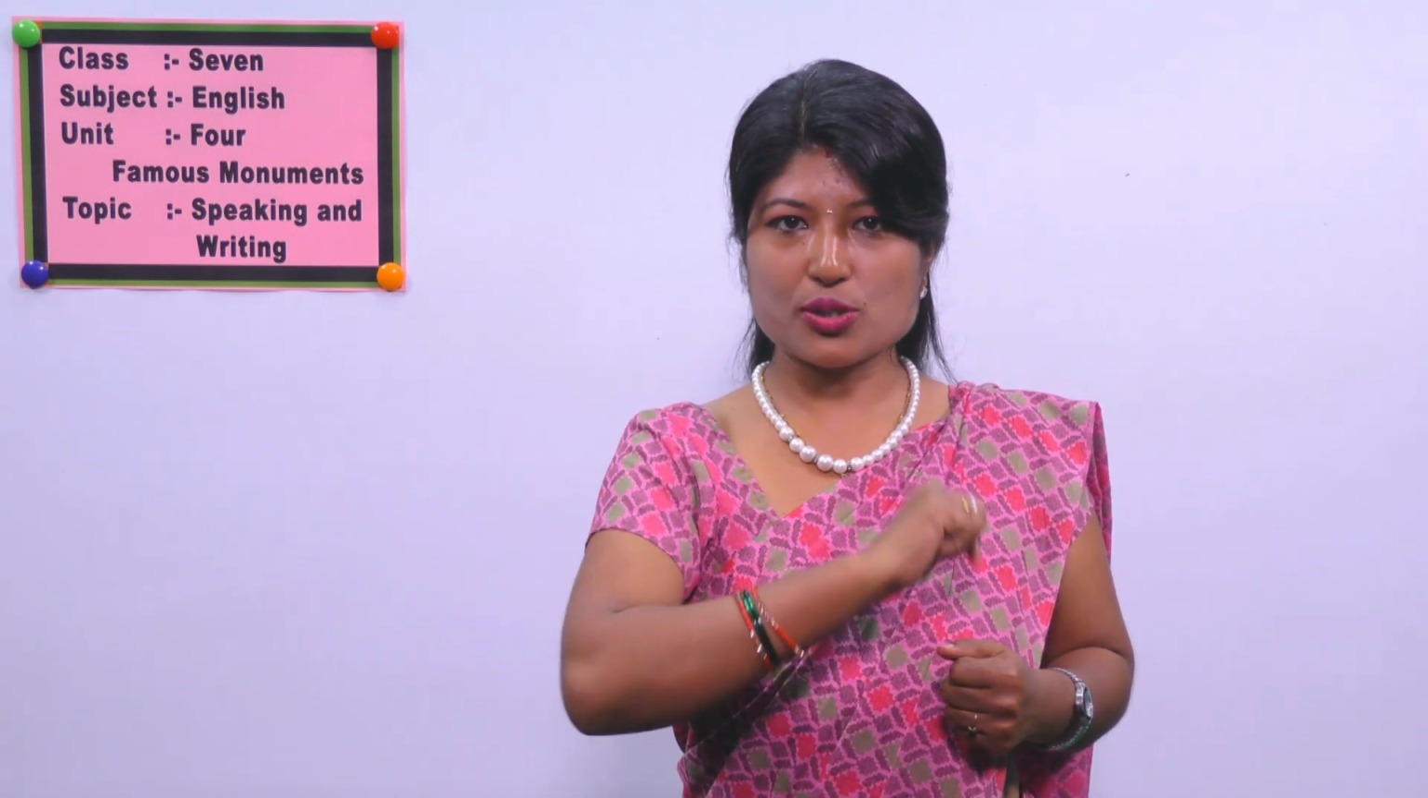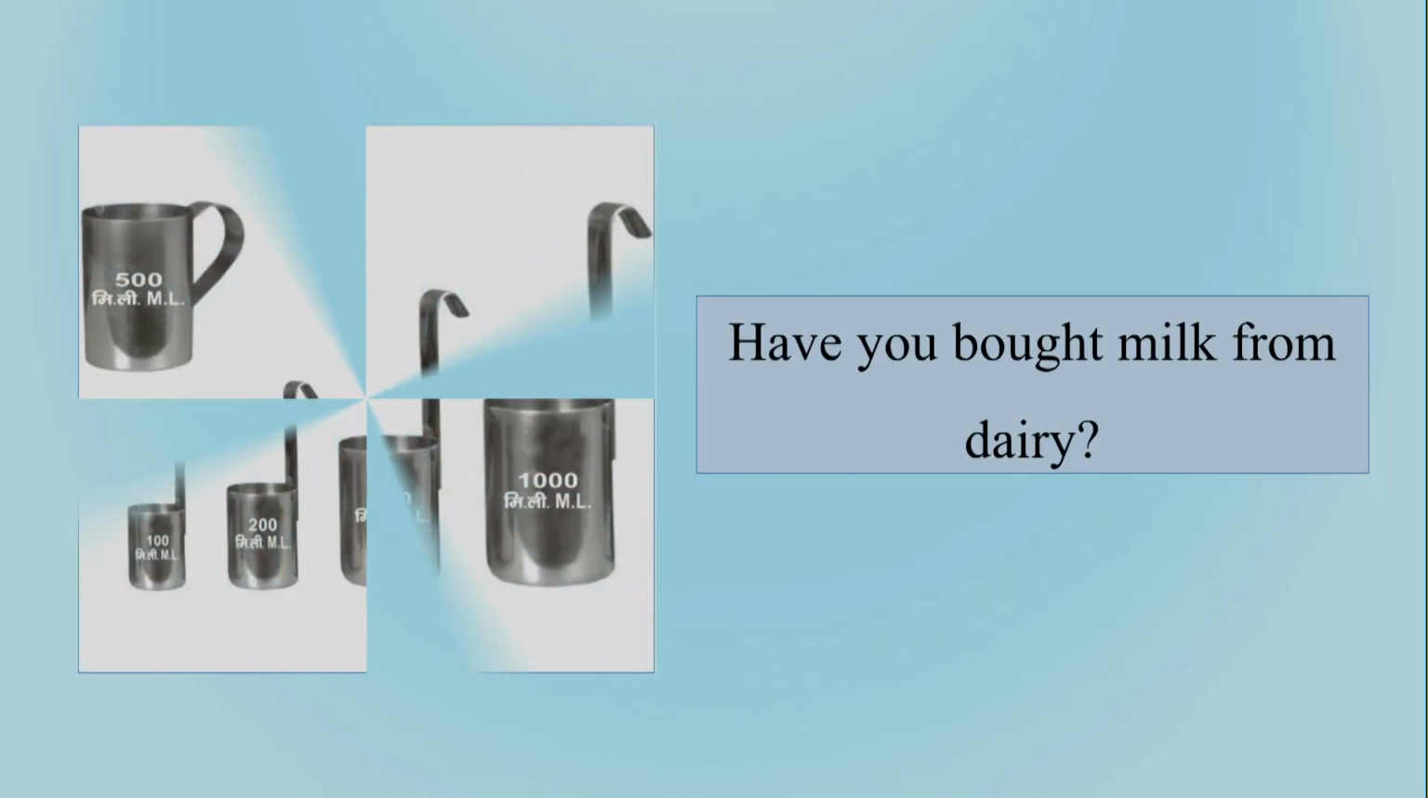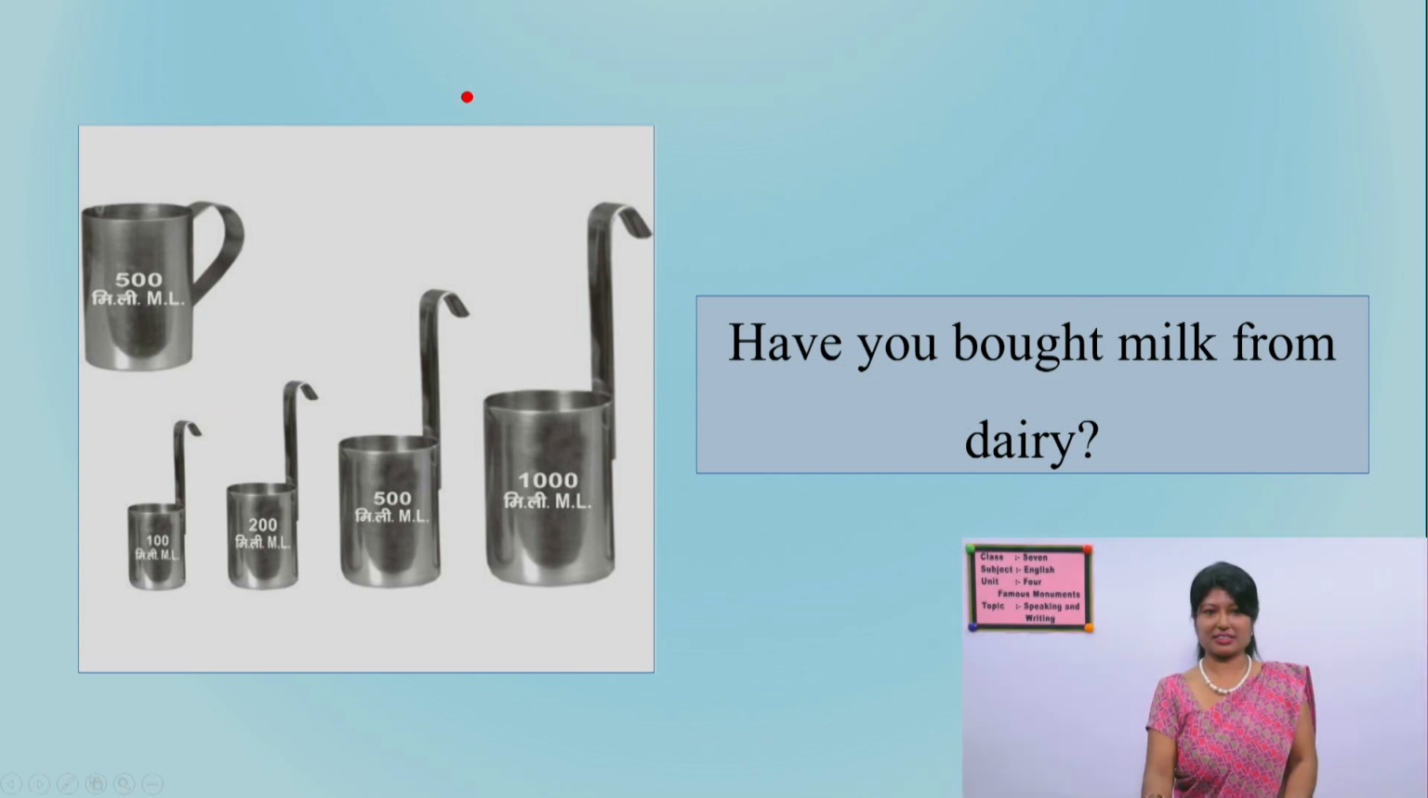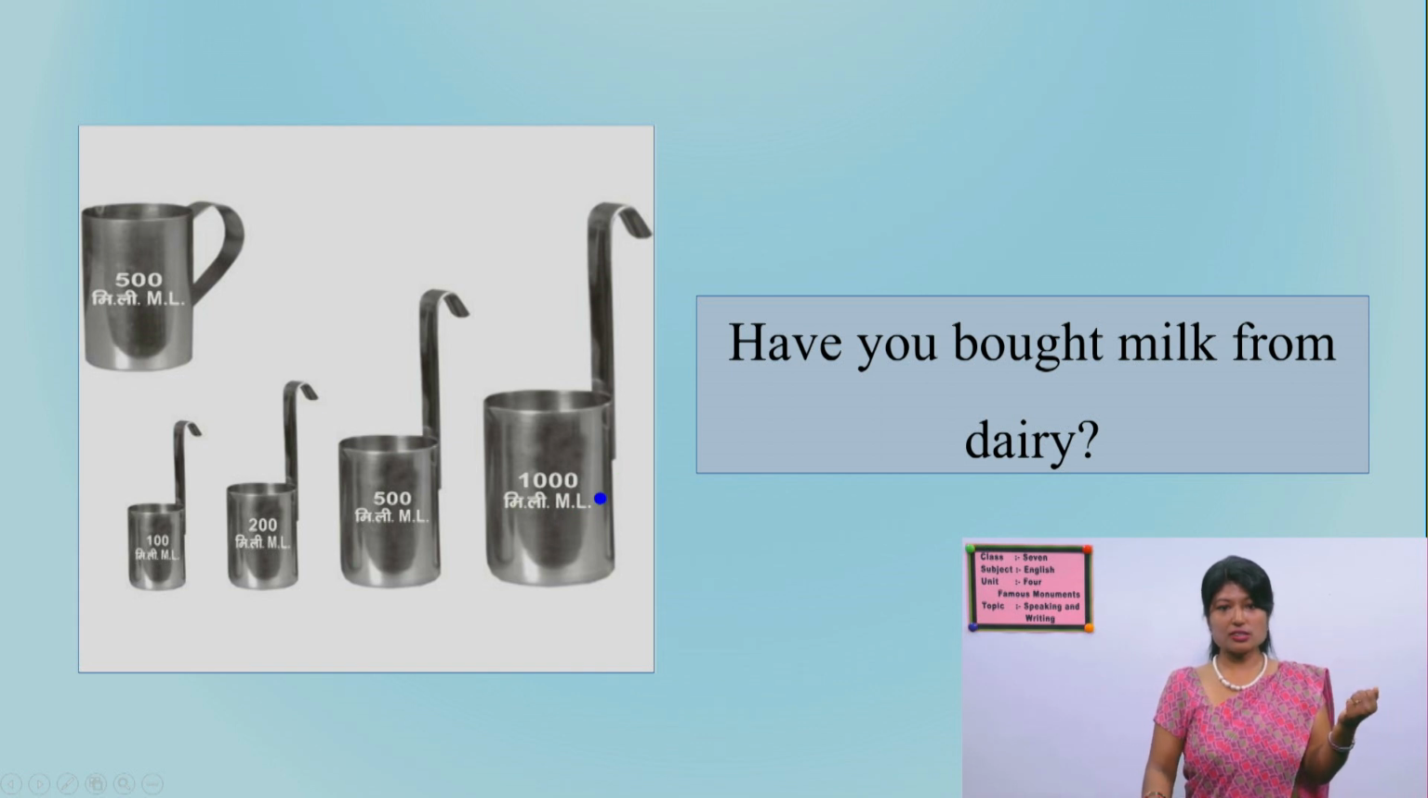Okay, let me show you. Is it the same? Yes. Okay, so these are measuring cups. We can measure liquid in this measuring cup, right? Milk is a liquid, and these measuring cups are used for measuring milk, right? We can see ml over here, milliliter. So 1000 milliliters equals 1 liter, right? So we buy milk in liters.